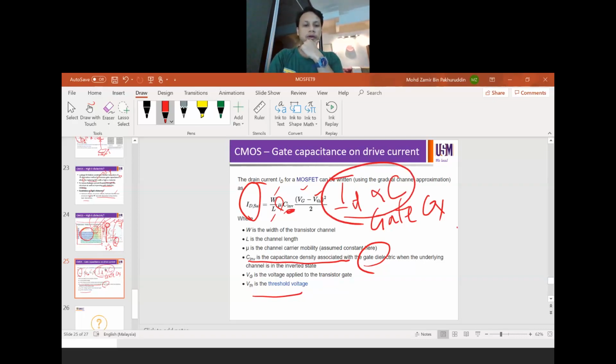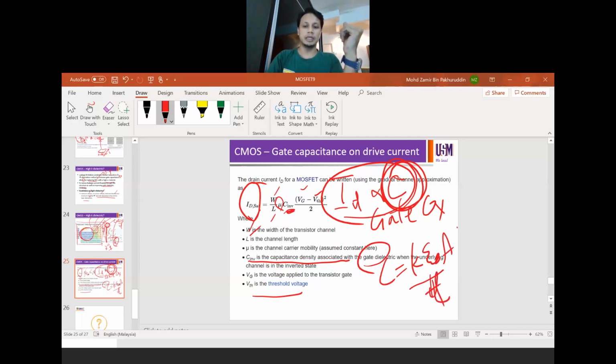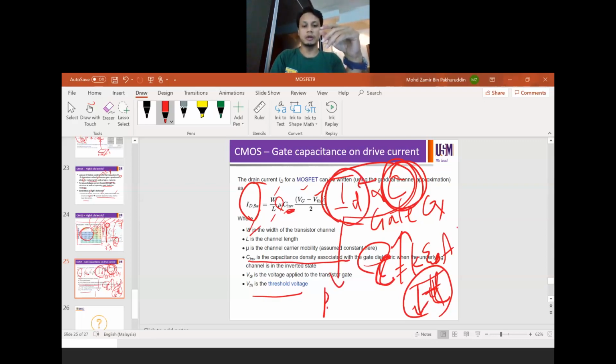So if you want to increase the drive current, which is what we want to get in our CMOS, we have to increase the capacitance. To increase the capacitance, you have to go back to this equation, C over T or D, same thing. Either you reduce T, the thickness of the gate oxide, which is already too small now. For silicon dioxide it is already 1.2 nm, a couple of layers only, and already suffering from leakage. Or increase the K value, the kappa value, the dielectric constant. Then you can maintain or increase the capacitance, and therefore you increase the drive current, and therefore you increase the performance of the MOS.